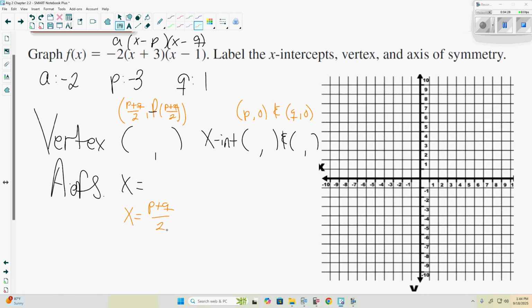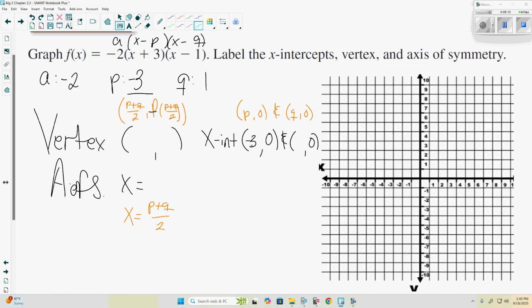All right. The two things we're going to need to calculate are p plus q over 2 and f of p plus q over 2. Before we do that, we can look at the x-intercepts, because the y value at the x-intercept is going to be 0. When we cross the x-axis, the value of y is 0. One of the x-intercepts is p comma 0. What's the value of p? Negative 3. So one of our x-intercepts is the point negative 3, 0.